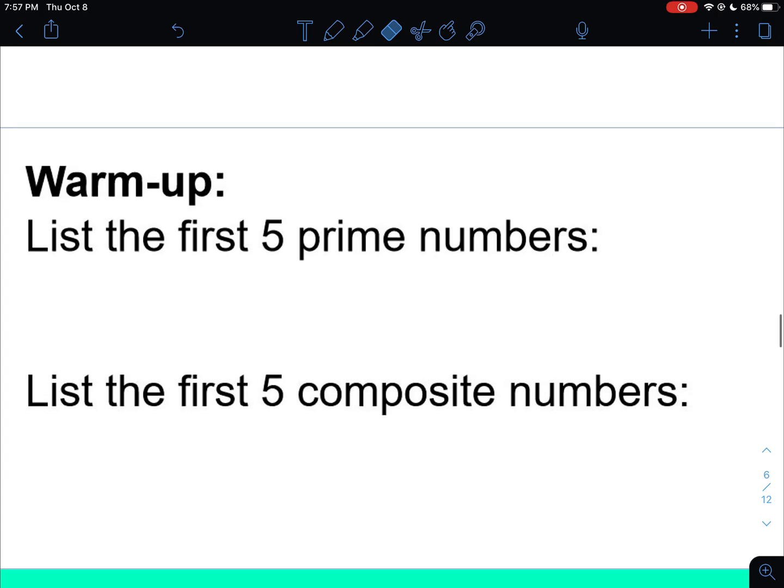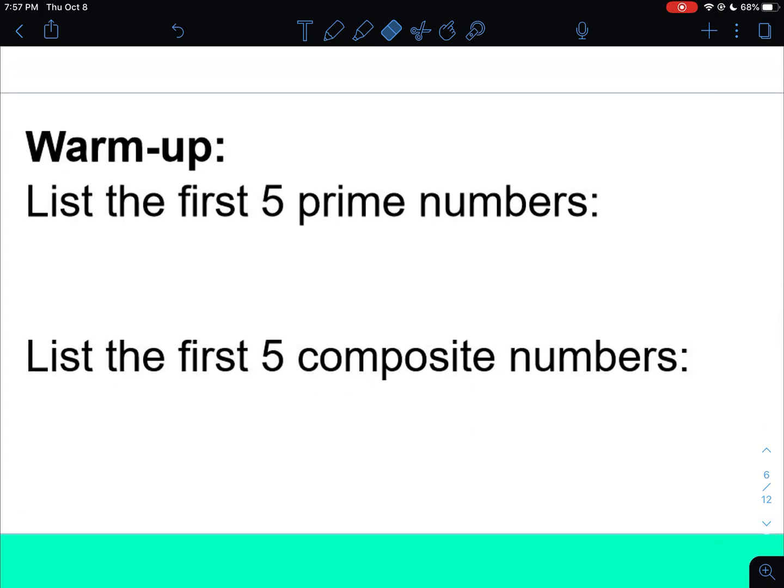So to get your brain thinking in the right direction so we can learn prime factorization, I want you to complete this warm-up. I would like you to list the first 5 prime numbers, starting at 0. And then I want you to list the first 5 composite numbers. Okay, so pause the video and try to come up with those.